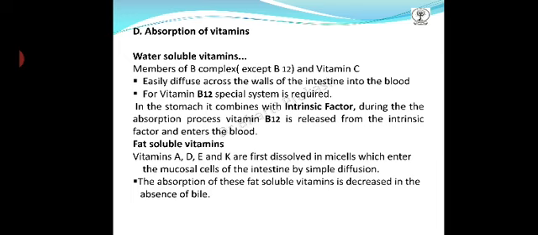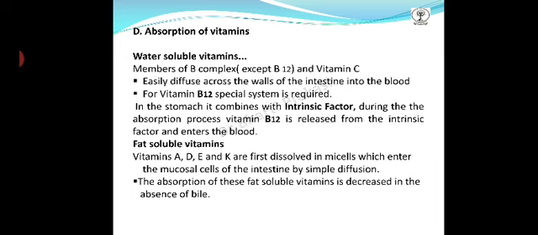Absorption of vitamins. We have two types of vitamins, water soluble vitamins and fat soluble vitamins. The water soluble vitamins are the members of the B complex and vitamin C, except vitamin B12. They easily diffuse across the walls of the intestine into the blood. For vitamin B12, a special system is required. In the stomach, it combines with intrinsic factor. During the absorption process, vitamin B12 is released from the intrinsic factor and now it enters the blood.